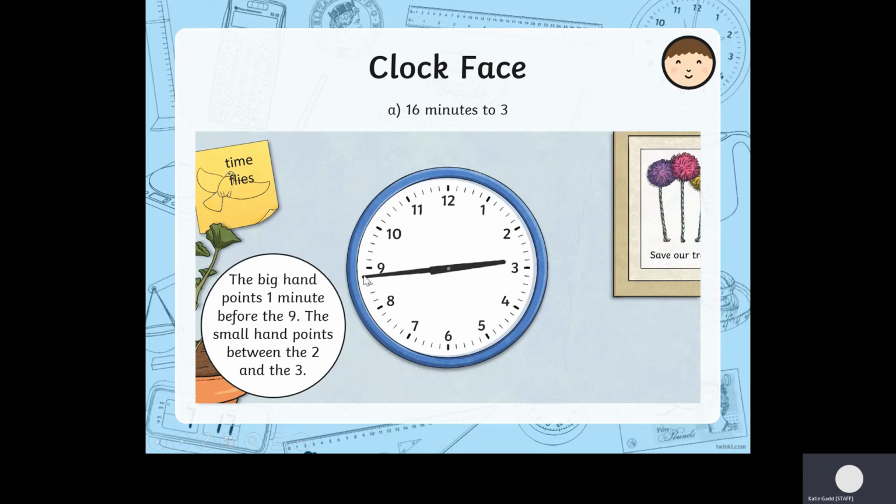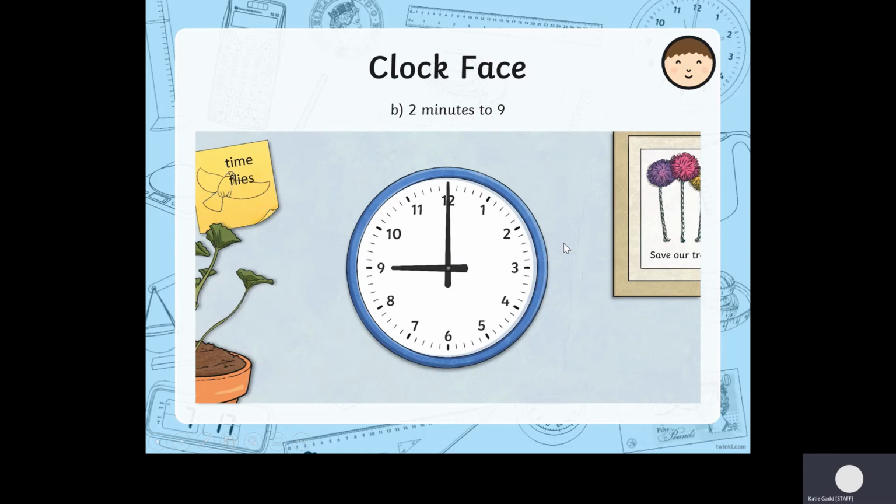The big hand points 1 minute before the 9 and the small hand needs to point between the 2 and the 3. Can you remember why it points between the 2? That's right, because it has already passed through 2 o'clock and it's almost 3 o'clock. It's pointing to the next hour.